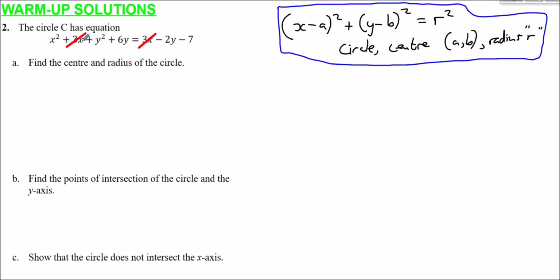So, we need to rearrange this so that the other side is equal to r squared. But before we do that, let's just get it all onto the left-hand side and all equal to 0. We need to, as you can see, complete the square, isolate the x parts and the y parts into one. So here, I can clear this minus 2y and this minus 7 by both adding 2y and 7 to both sides. This will give me x squared plus y squared, 6y plus another 2y will leave me with 8y, then plus 7 equals 0.